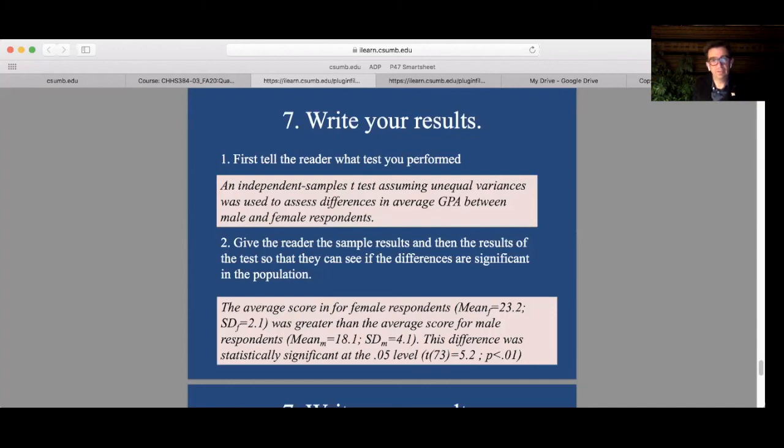And then you would write your results, right? You would say something like, an independent samples t-test, that means it's not matched, assuming unequal variances, was used to assess the differences in average GPA between male and female respondents. And then you say, hey, this is what we found. The mean for female respondents was 2.32, and for male students, something like that, right?